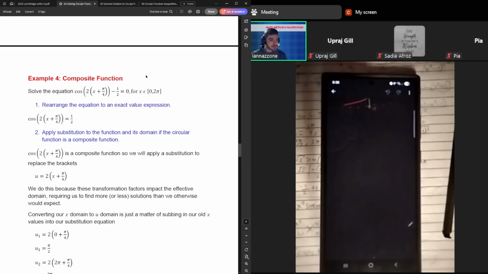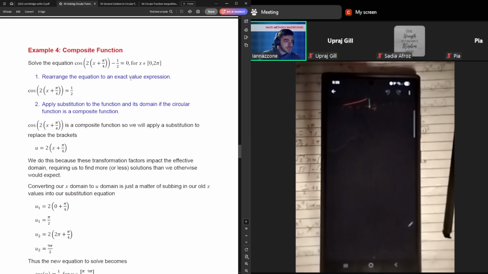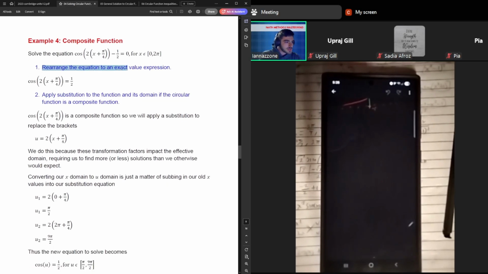This one definitely gets people weird, which is when you have a whole bunch of stuff, or even just a little bit, inside the brackets of your circular function. Under these circumstances, I consider this a composite function. And so step one is still going to be to get your exact value thing. You just want to have cosine on one side, exact value on the other. That's not so bad.